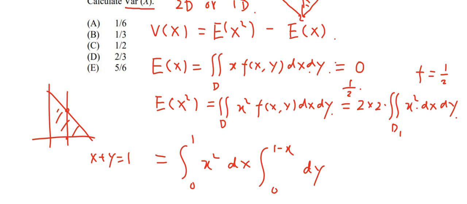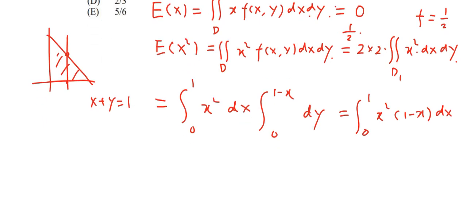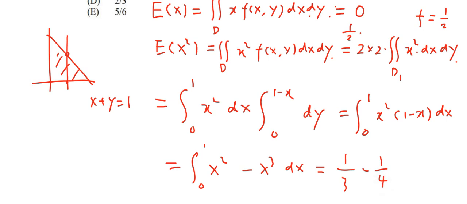So this one is very easy, right? So that equals the integral from 0 to 1 of x squared times 1 minus x, dx. And this integration is x squared minus x cubed, so x squared minus x cubed dx from 0 to 1. So this is just 1 over 3 minus 1 over 4. Okay, so the answer is this multiplied by, I think, 2, right?